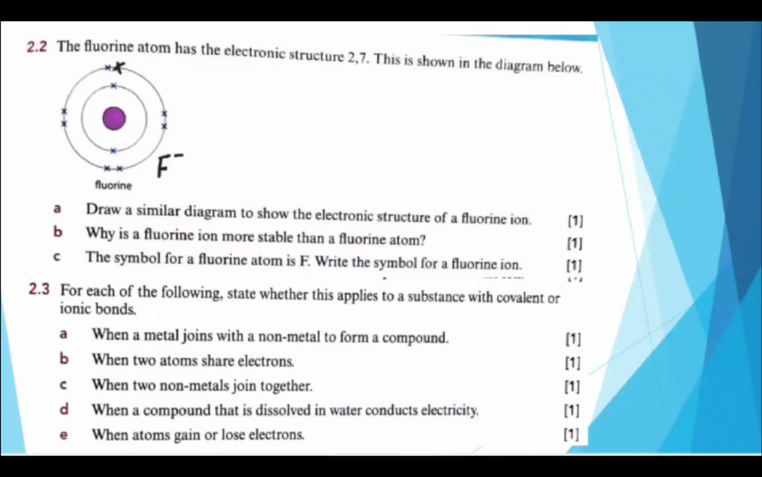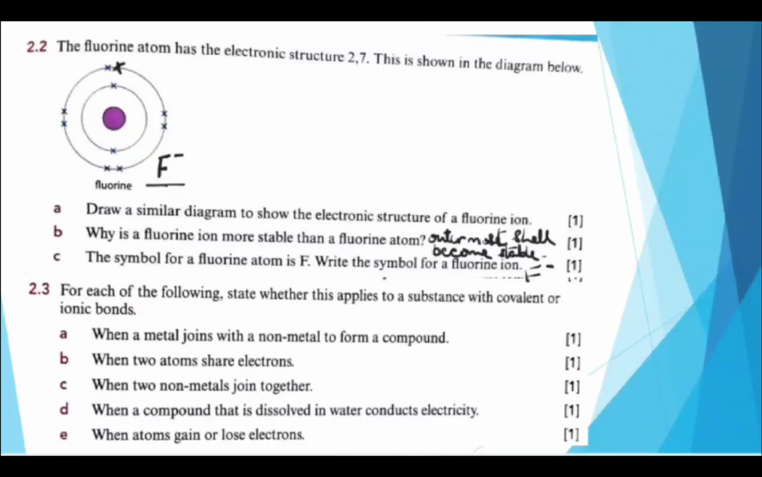Okay. Outermost shell becomes stable. Okay. Now the symbol for a fluorine atom is F. Write the symbol for a fluorine ion. Here, I've done it here. F with a minus, single minus.